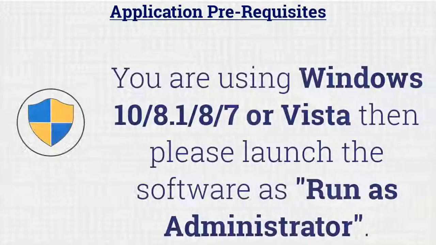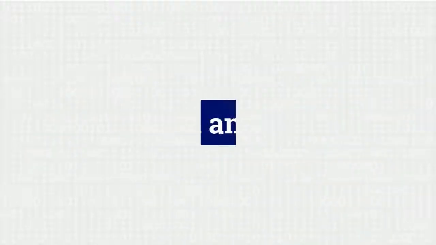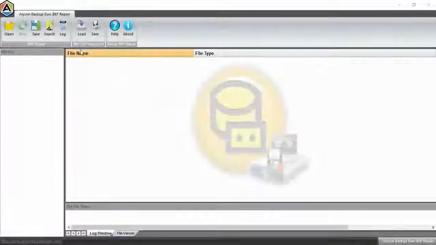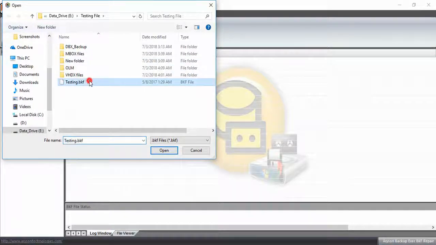If you are using any versions of Windows mentioned here, then please launch the software as Run as Administrator. Now let's install and run the software. Choose the Open option from the main menu, and select the files that you want to recover.